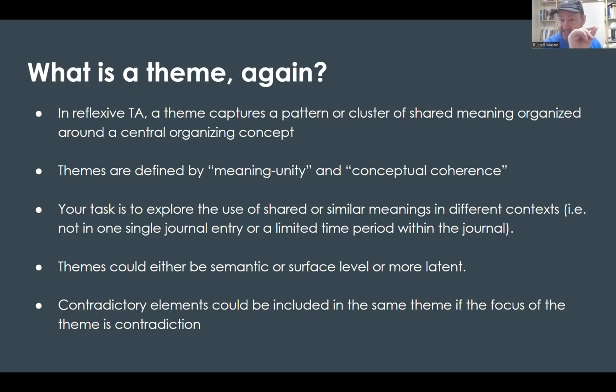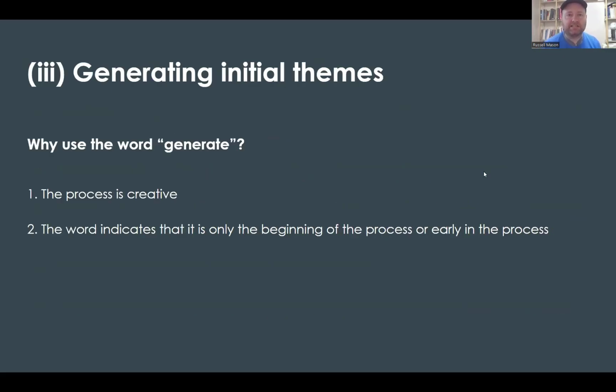So it needn't be something that is on the surface level of the text. It could be something that you discover beneath the text, that's not actually written there, but is something that you can see beneath the words, if you like. Contradictory elements can also be included in the same theme. So we did talk about conceptual unity, but this doesn't exclude the possibility of contradictory elements being part of the theme. So if you have contradictory elements, they can be included in the same theme, and this is not a problem at all.